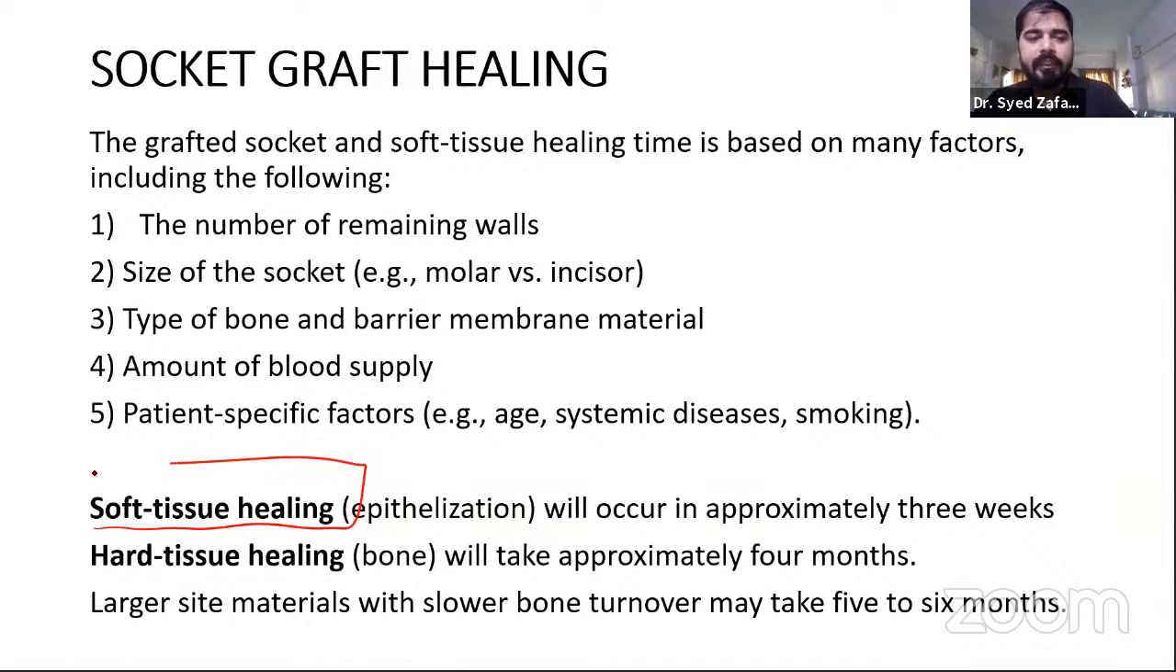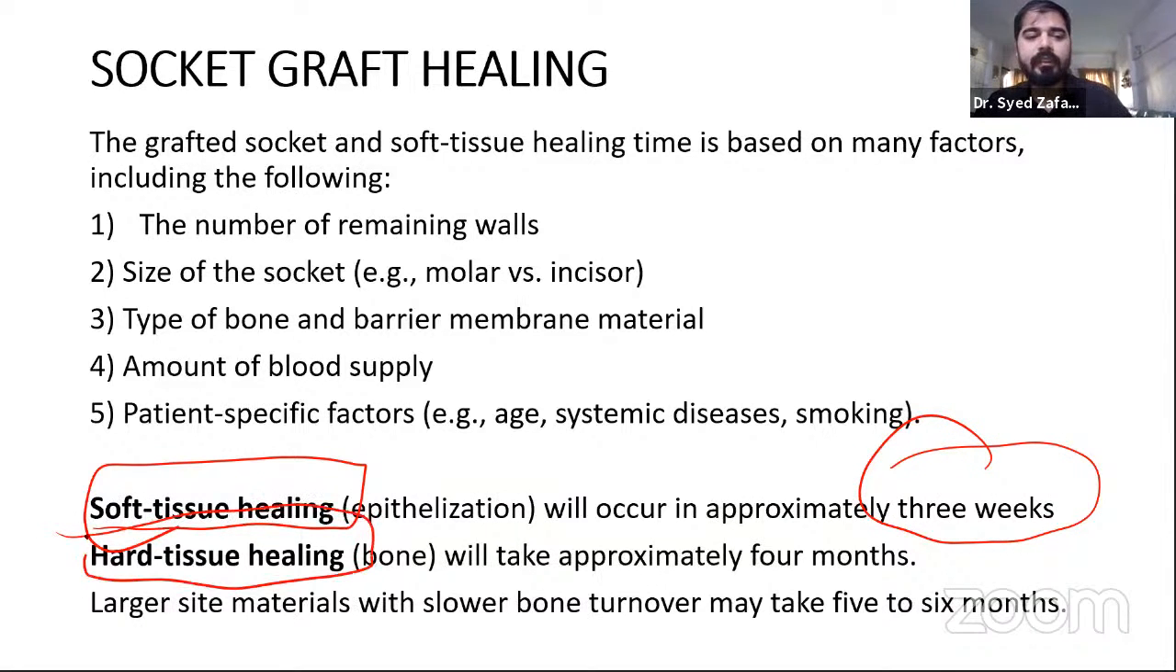Soft tissue, if you are placing a membrane, it takes almost 3 weeks to heal. If you are placing a hard tissue, healing almost takes 4 months. If there is a large bony defect, it almost takes 6 months. Obviously, if you are placing a bone and there is a small defect, you will call the patient after 4 months. But if there is a huge bony defect and you have placed the graft in a large chunk, you will call the patient after 6 months.